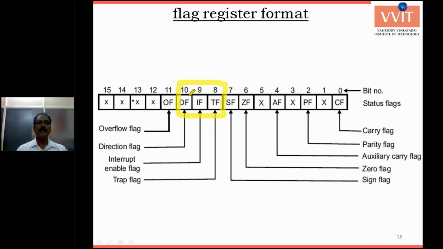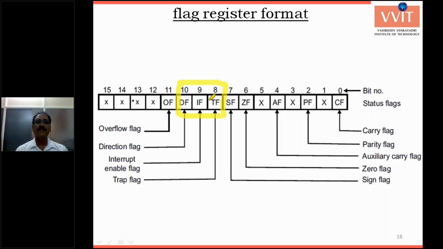The next control flag is IF, the interrupt flag. If it is 1, the processor accepts interrupts. Otherwise, it does not accept any interrupt, either hardware or software, depending on the IF.